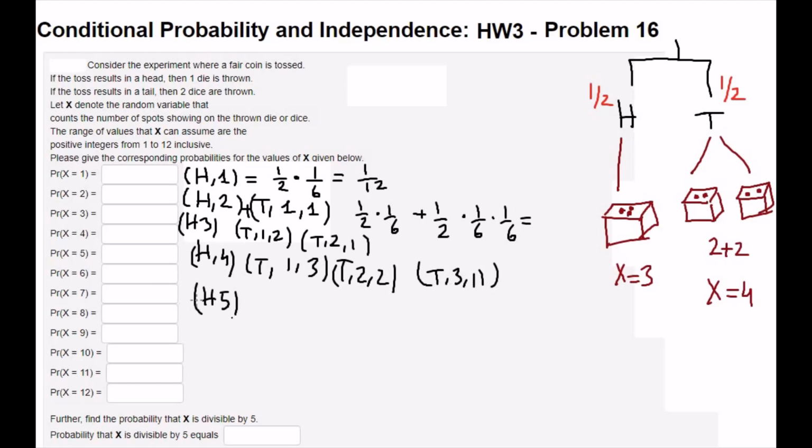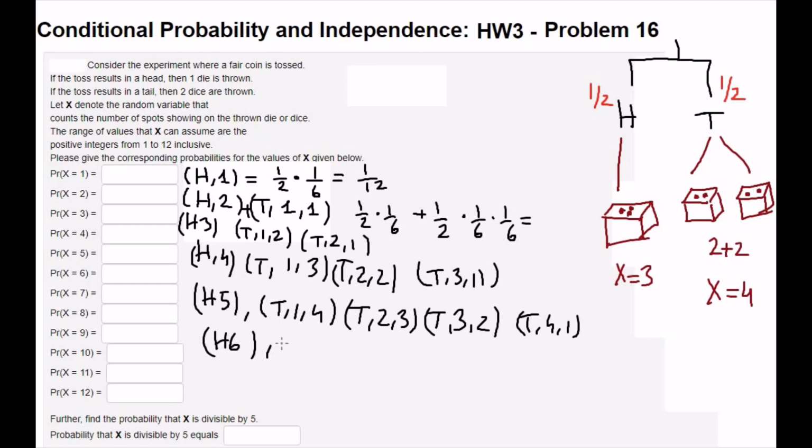For x to be 5, we have to throw head 5, tail 1, 4, tail 2, 3, tail 3, 2, or tail 4, 1. For x to be 6, we need head 6, or tail 1, 5, or tail 2, 4, or tail 3, 3, or tail 4, 2, or tail 5, 1.